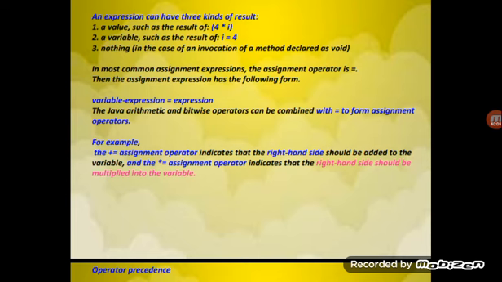For example, I am taking here the plus-equal assignment operator, which indicates that the right-hand side should be added to the variable, and the star-equal assignment operator, which indicates that the right-hand side should be multiplied into the variable.